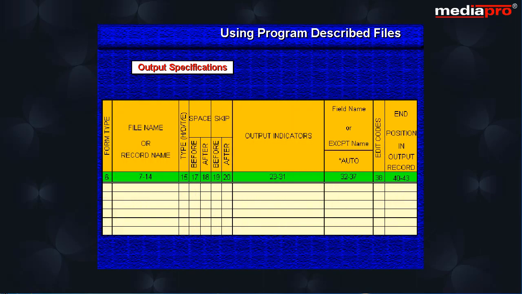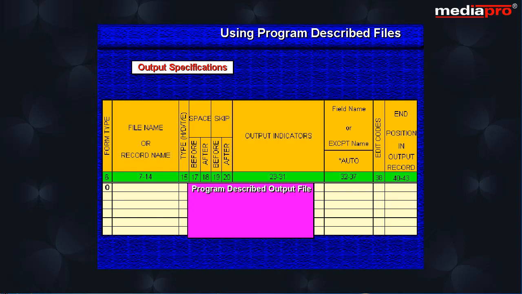Next, we need to add the output specifications. One set of specifications is required for each program described output file defined on the F specifications. Here, we need to specify the format of the output records in the case of database files or output lines in the case of reports.